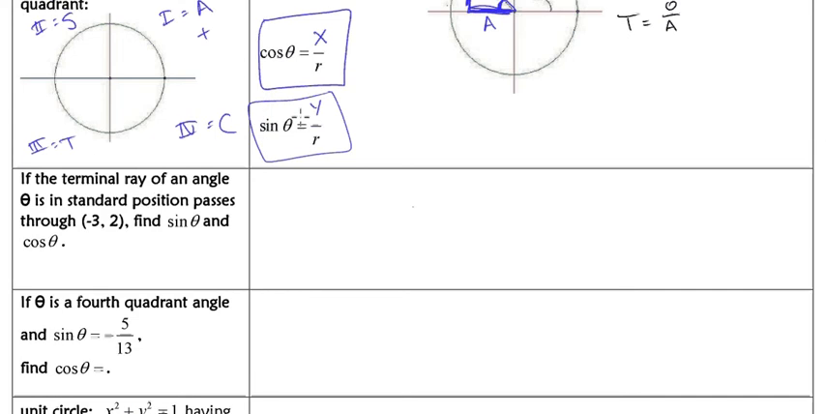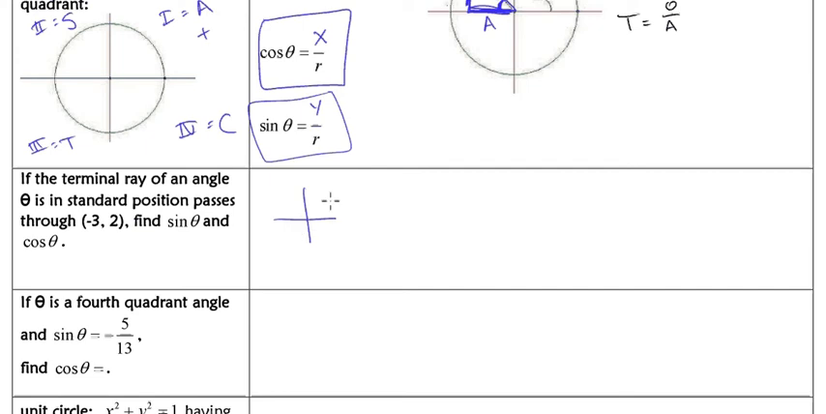Right. If the terminal ray of an angle theta is in standard position and passes through (-3, 2), find sine of theta and cosine of theta. And so let's get a quick sketch of what's going on here.